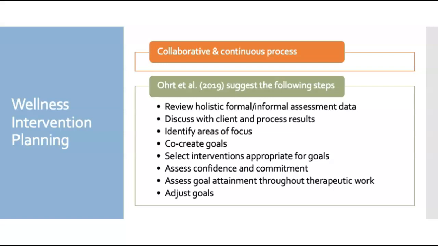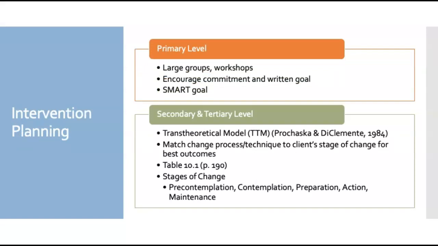It is important to note that this is not a linear process and will often be going back and forth throughout these steps. Intervention planning. At the primary level, like we talked about, we will mostly be working with large groups, maybe in a workshop type setting. We're going to encourage commitment and a written goal, even though it's not in that individual setting. A great way to help participants be more successful with their goals is to encourage them to utilize a SMART goal, which we'll talk about a little bit later in this chapter.